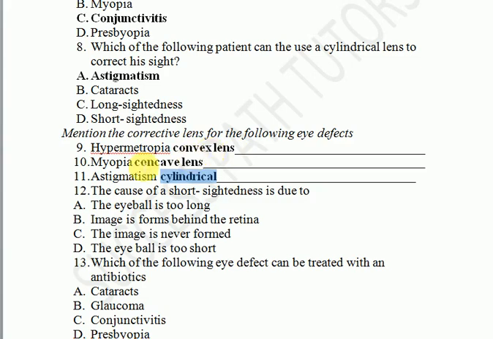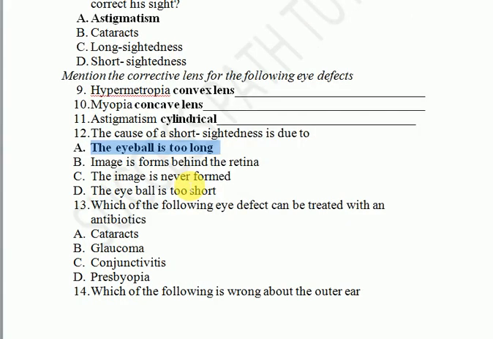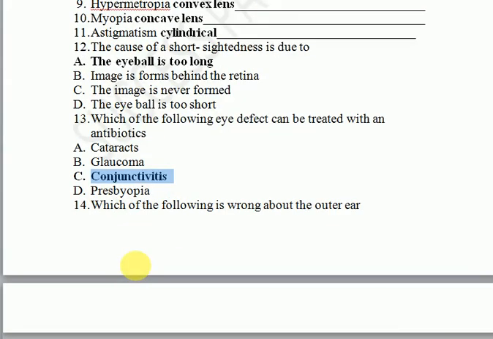Alright, while for myopia, the eyeball is too long, so the image is formed in front of the retina, so you need a concave lens that would diverge the rays of light so it can be formed on the retina. So the answer is that the eyeball is too long. That's what causes myopia, otherwise called short-sightedness. Which of the following eye defects can be treated with antibiotics? That would be conjunctivitis, because it's an inflammation of the conjunctiva.